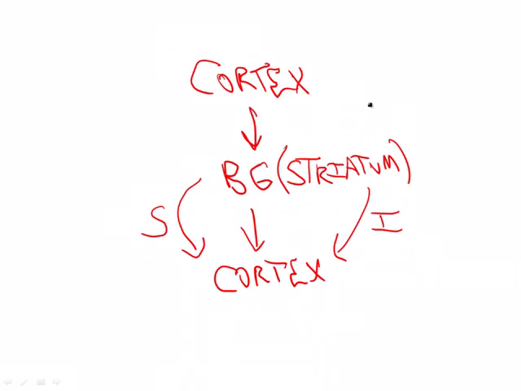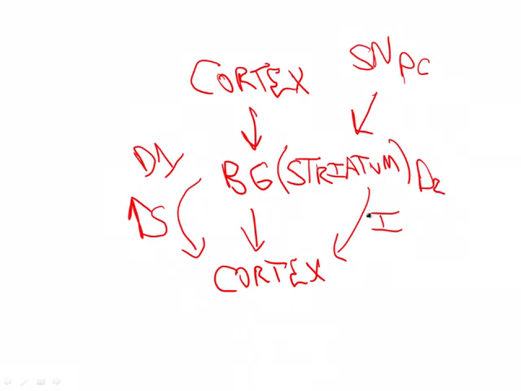Now, in addition to receiving input from the cortex, the striatum also receives input from the substantia nigra pars compacta. And the dopaminergic neurons in particular of the substantia nigra pars compacta will release dopamine. Now, when they release dopamine, binding of D1 receptors on the striatum will result in extra stimulation to the cortex, and binding of D2 receptors will result in decreased inhibition of the cortex.